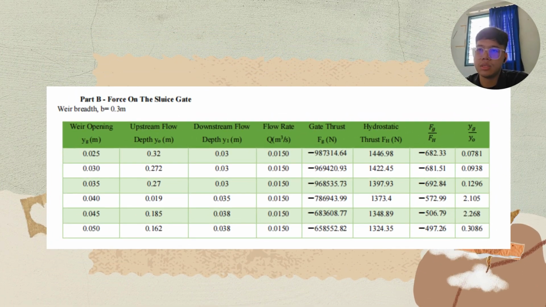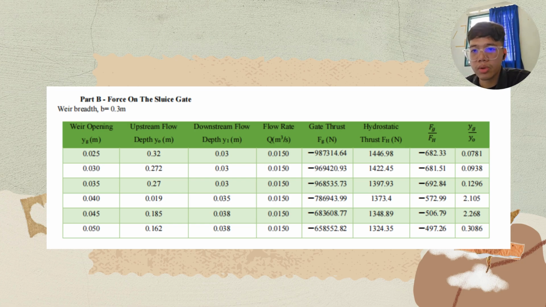Next, this is part B, the force on a solid gate. The formula we use to look for the gate thrust. The rho we use is 1000 kilogram per meter cube, and the g is 9.81 meter per second square. For the hydrostatic thrust, we got a value here.